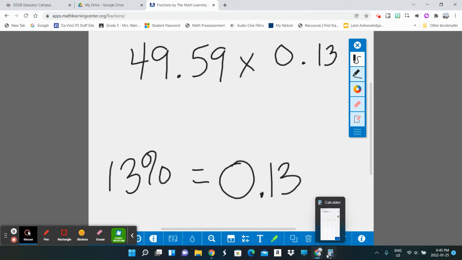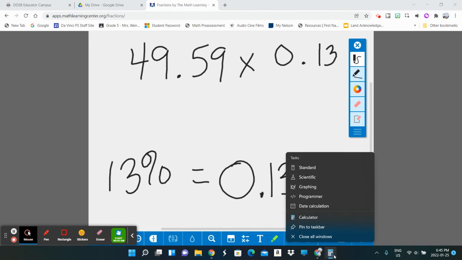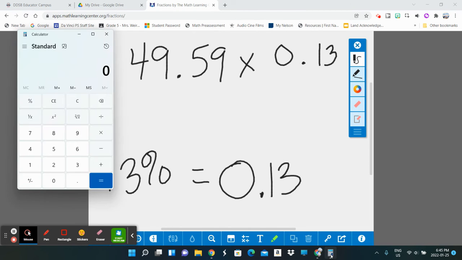So let me click my little calculator button. There we go. So in your calculator, you're going to type the cost first, or as we discussed in class, the subtotal. And then we're going to multiply that by 0.13. And that is our sales tax.